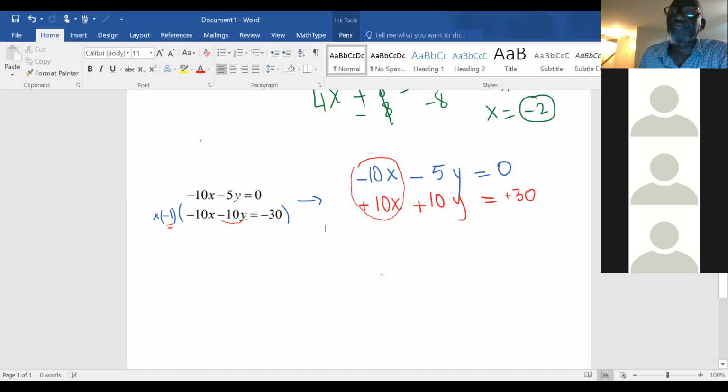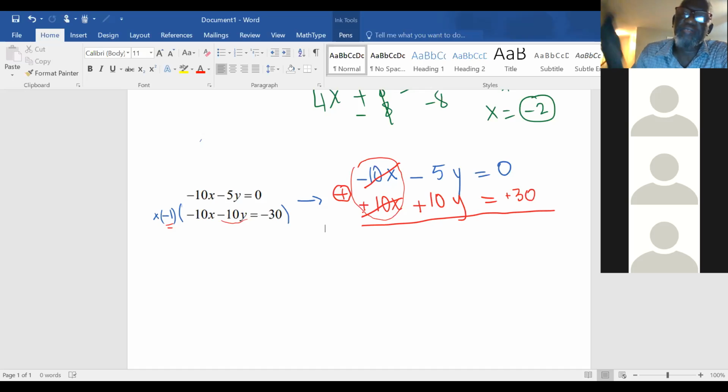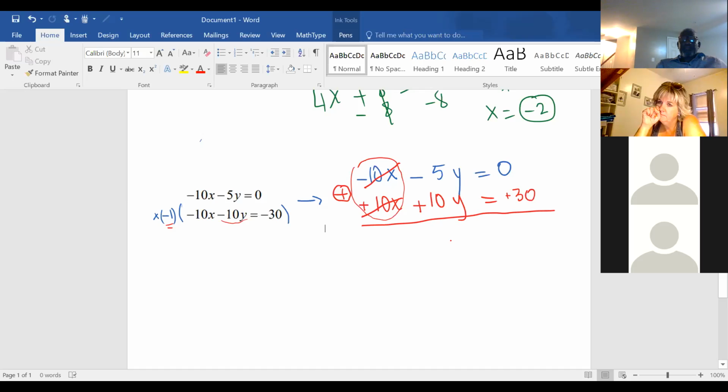Everybody see that? Now we are ready to add them up, which we're going to do here. When we add them up, there is a big plus here. These two cancel out, right? And that is what is intended: to cancel one variable. What happened to the y's when you add them up? How much y do you get? Plus 5y. Thank you.